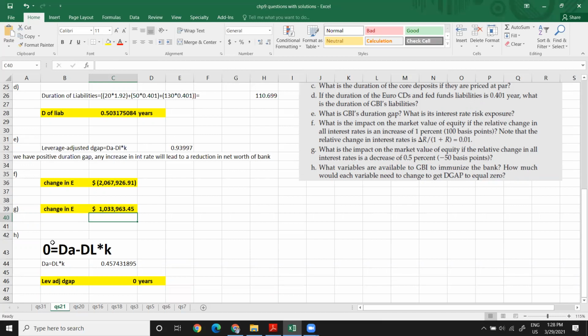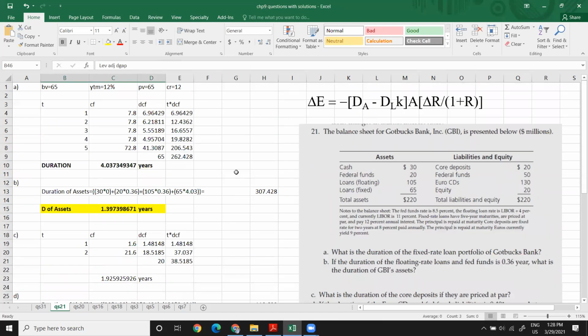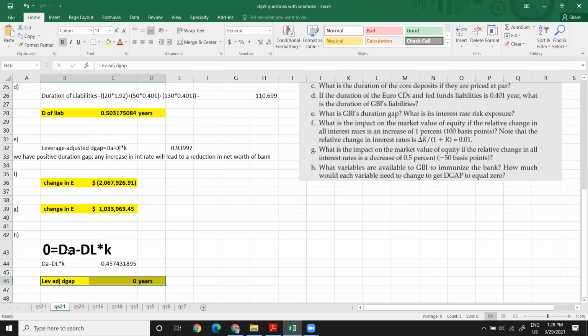So either you're going to play with the duration of assets or you're going to play with the duration of liabilities. So your leverage adjusted duration gap should be zero. This is the idea, okay? It should be zero. Which means duration of assets, duration of liabilities, and K. So you should play with something in order to make this zero.